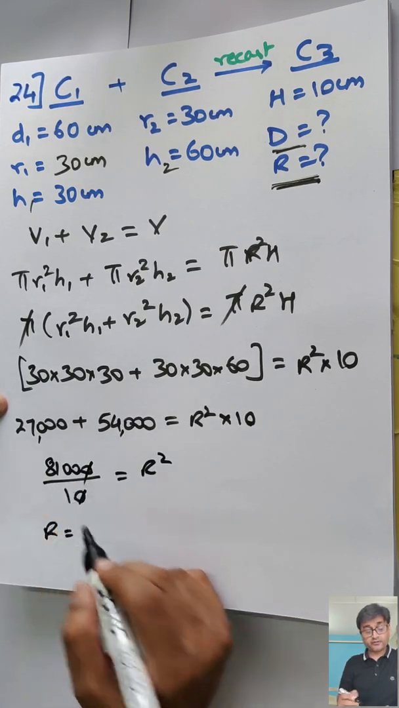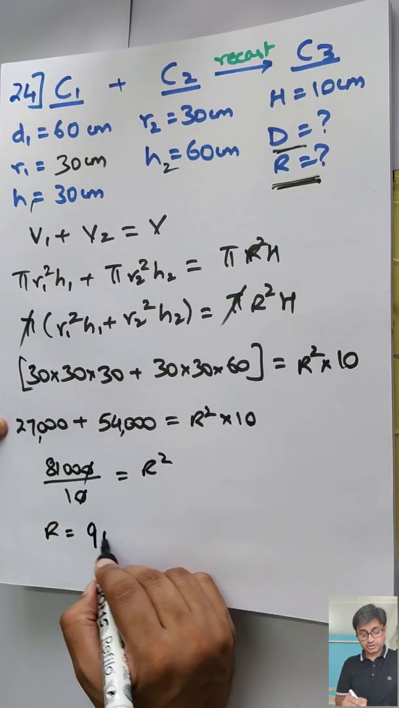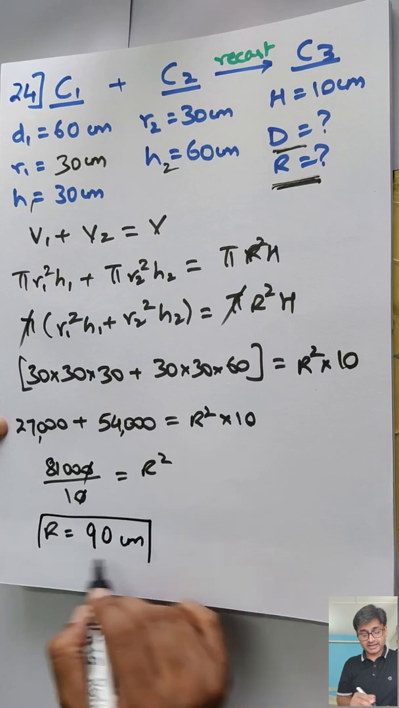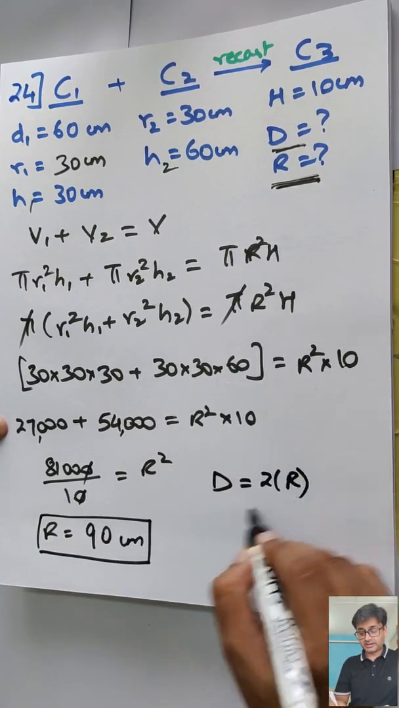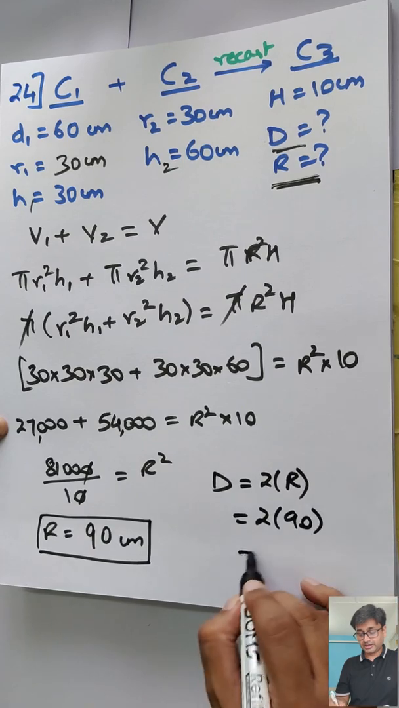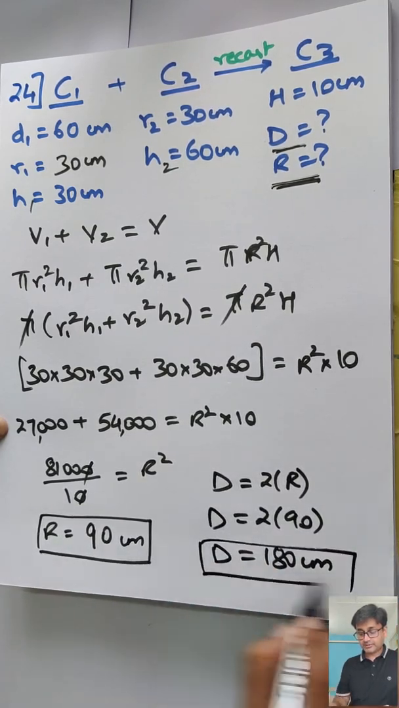So R is root of 8100. So 81 is 9 and 2 zeros, so 90, and I get my radius. Target is to find the diameter, so twice the radius. So 2 into 90, 180 centimeter is your diameter.